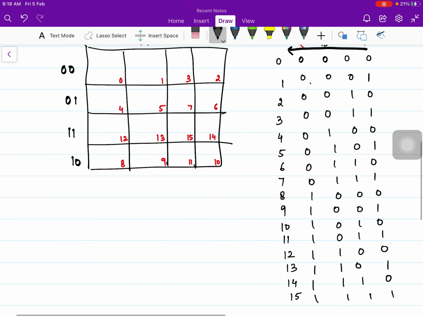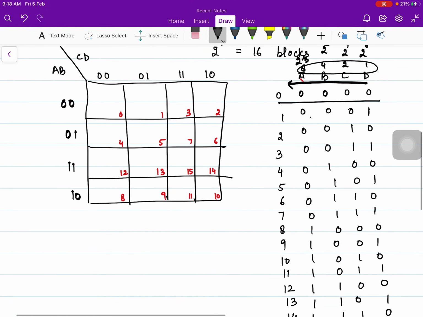Now look at this. First of all you have to mark the 0. 0, 0, 0, 0 means A bar, B bar, C bar, D bar. Now look at the matrix. 0, 0, 0, 0, so this is block number 0. I hope you understand. Now for 1 it is 0, 0, 0, 1. So 0, 0 for AB and 0, 1 for CD, so it is block 1. In this manner we number all the blocks from 0 to 15.